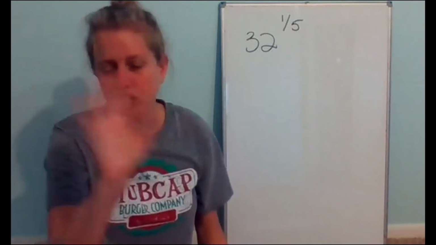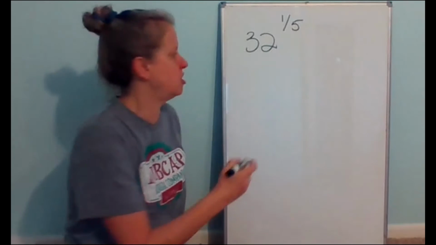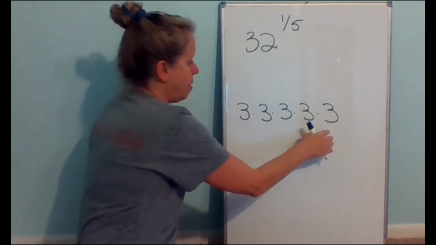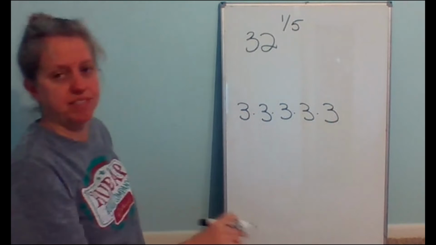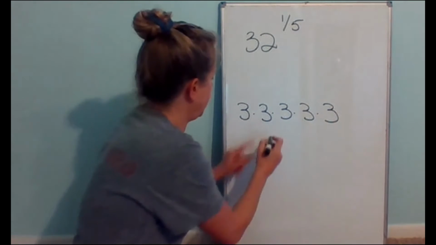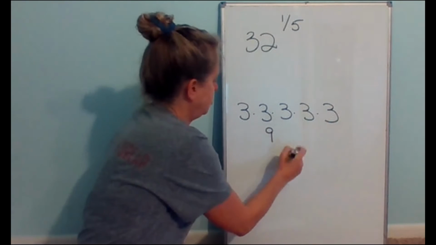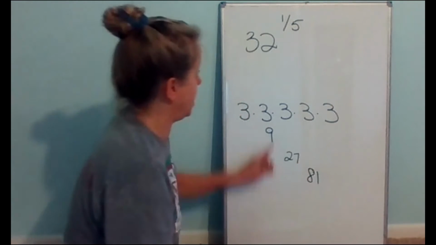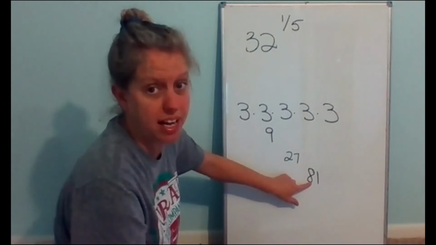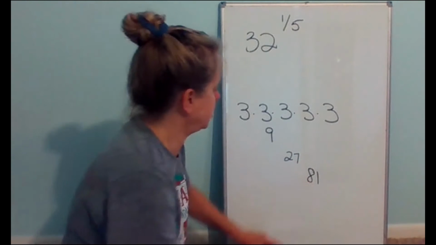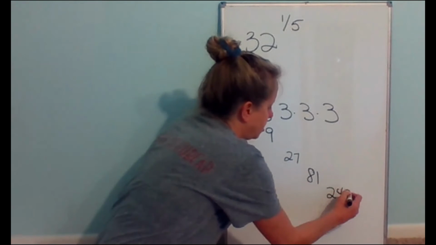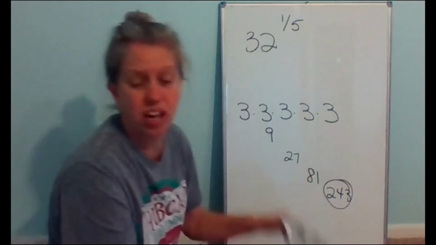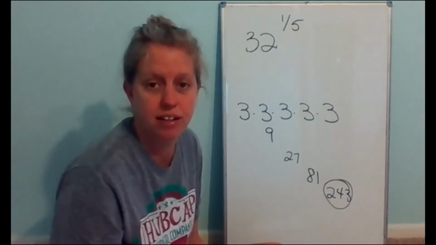Let's try 3, just to try a number, just a shot in the dark. Let's see what that would be. If I multiply 3 together 5 times, let's see, 3 times 3 is 9. 9 times 3 is 27. 27 times 3 is 81. So I'm already too big. 81 times 3 is what? 243. So 3 to the 5th power is already 243. So 3 is even too big.